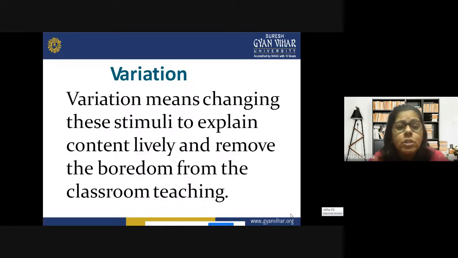Now, variation means changing, where there has been some change. These stimuli help you to explain the content lively and remove the boredom from classroom teaching, and that will remove the boredom from the classroom that has been used in the teaching learning process.